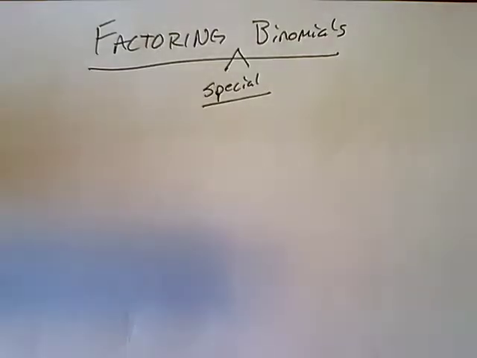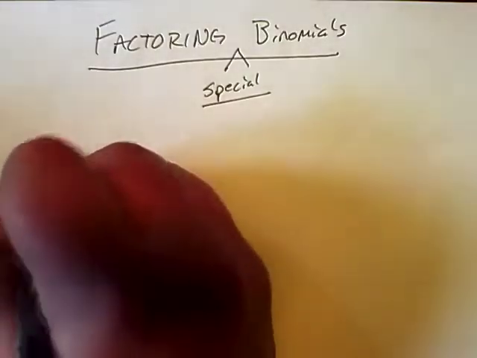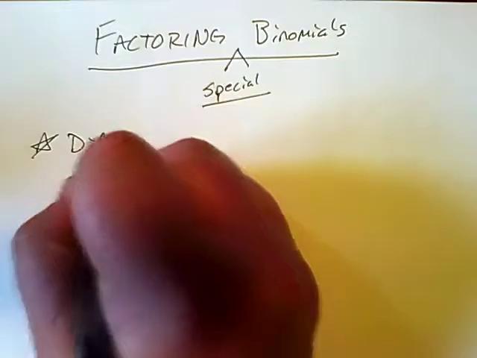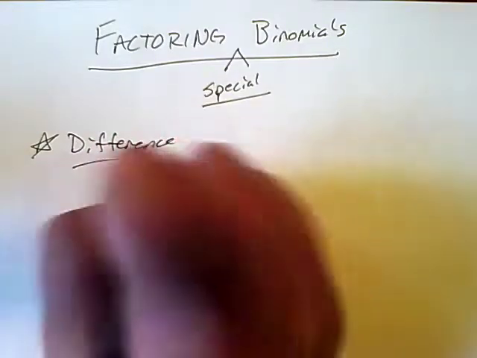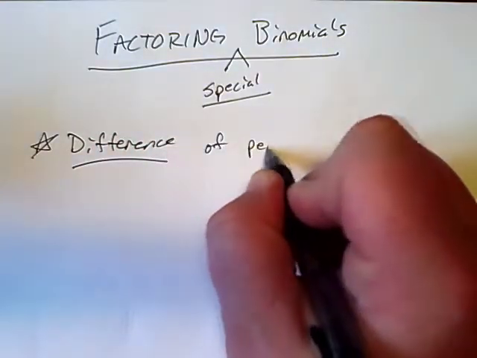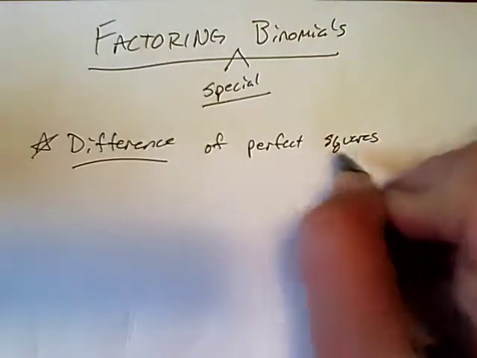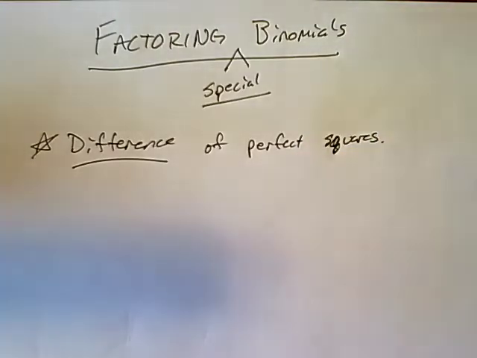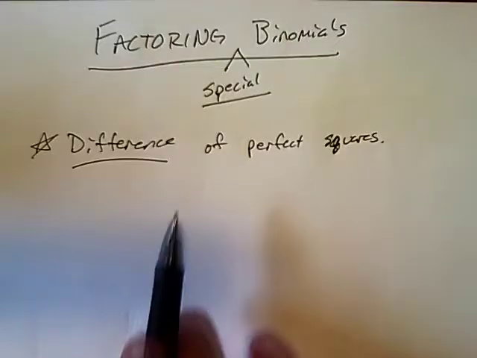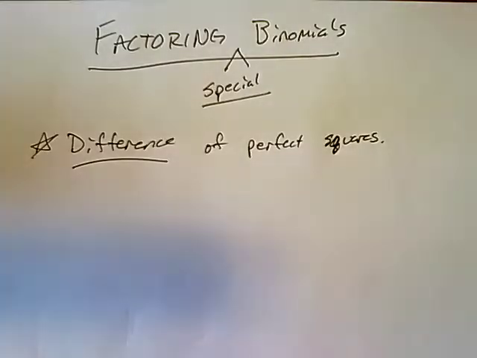So after you do the greatest common factor, you might be left with a binomial that has some really neat qualities. The type of factoring is called difference of perfect squares. And I can't emphasize this enough: difference. Difference is subtraction, right? Like sum is addition, difference is subtraction.